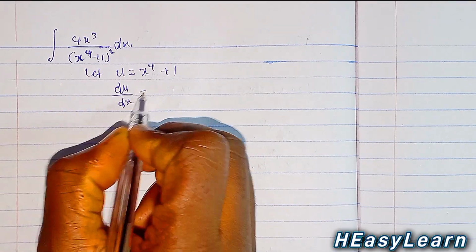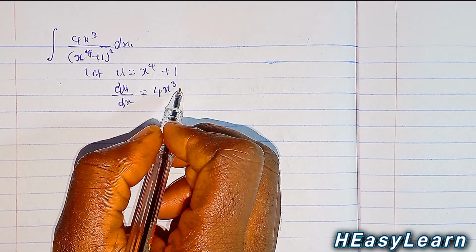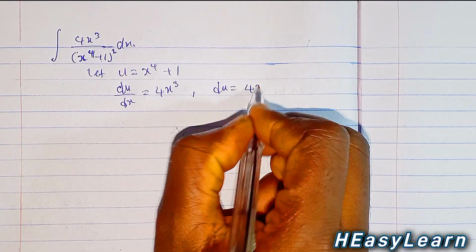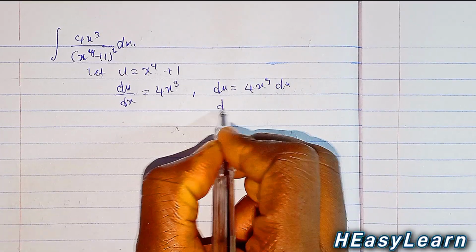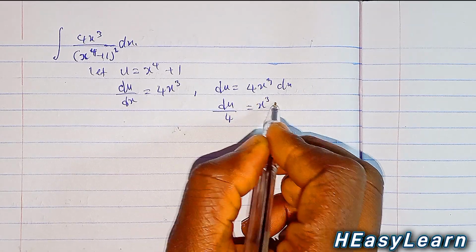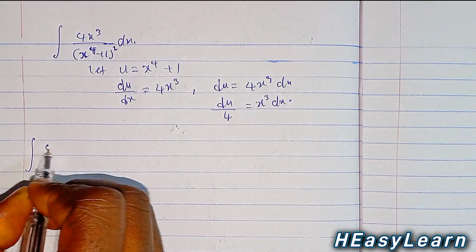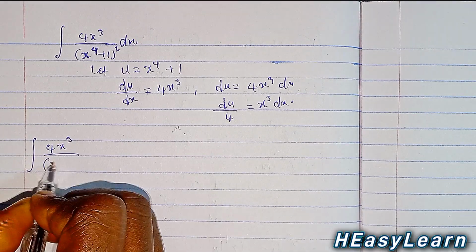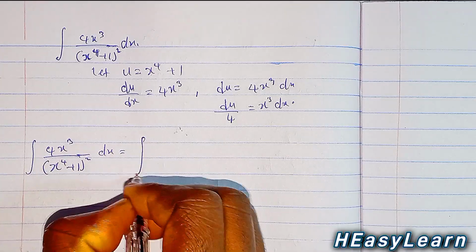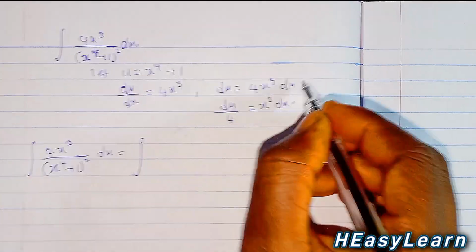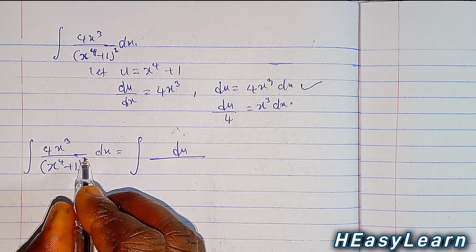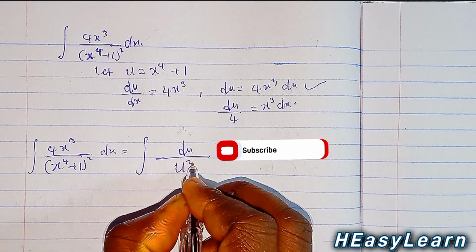du/dx is equal to 4x to the power of 3 plus 0. In this case, let all the terms with x go to one side, with dx. This is the same thing as du divided by 4 equals x cubed dx. So to find the integral of 4x cubed divided by (x to the power of 4 plus 1) to the power of 2 dx, this is the same thing as 4x cubed dx is now du, divided by (x to the power of 4 plus 1) all squared, which is u to the power 2.